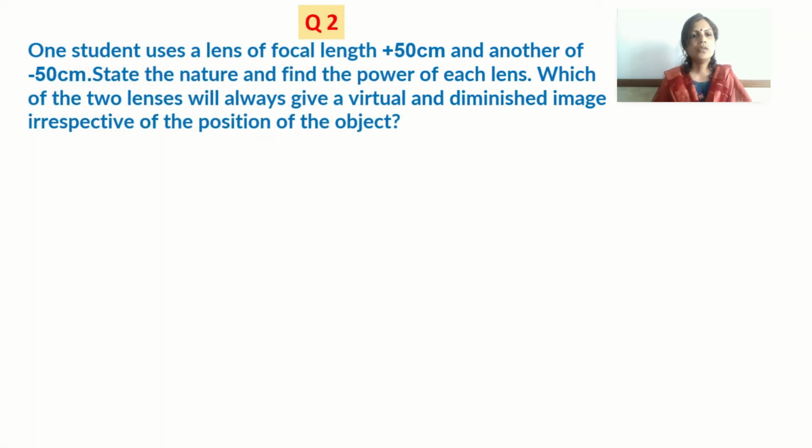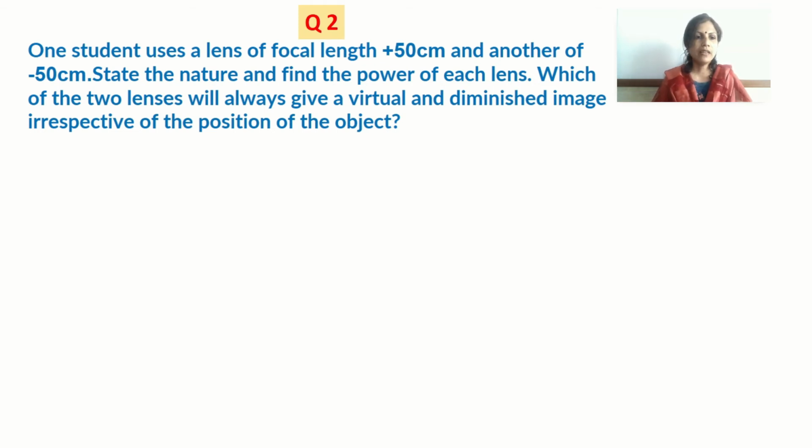One student uses a lens of focal length plus 50 centimeter and another of minus 50 centimeter. State the nature and find the power of each lens. Which of the two lenses will always give a virtual and diminished image irrespective of the position of the object? Now the key point is you should be aware that focal length of which lens is positive and which is negative. Then and only then you can answer this question.